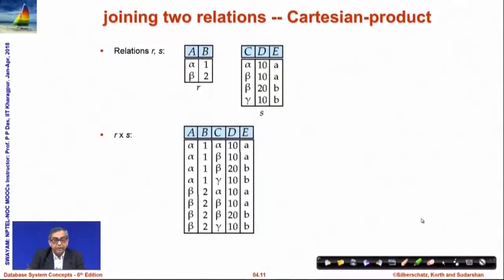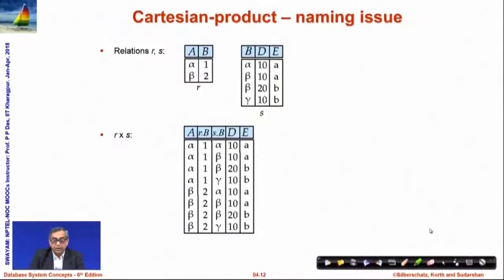This is how we can join two relations, but certainly what is important is something which we will discuss shortly. Now, in the Cartesian product, an issue may happen because there could be attributes which are common between two relations.